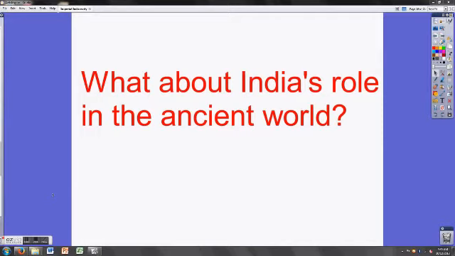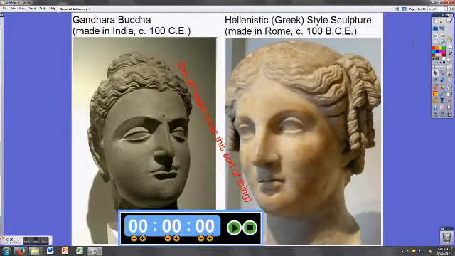But before I get too ahead of myself, I want to show you guys some documents. And these are not text-based documents, as you can see, but image-based documents. And you will see questions like this on your AP exam, either in the DBQ, or you might even see images like this pop up in the multiple choice section. The AP loves to address this sort of thing. So I'm going to show you these two documents here. One is a sculpture called the Gandhara Buddha, made in India about 100 CE. Another one is a Greek-style sculpture made in Rome about 100 BCE.